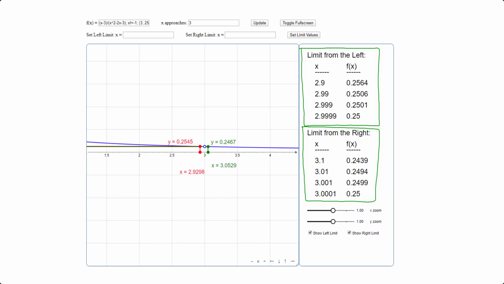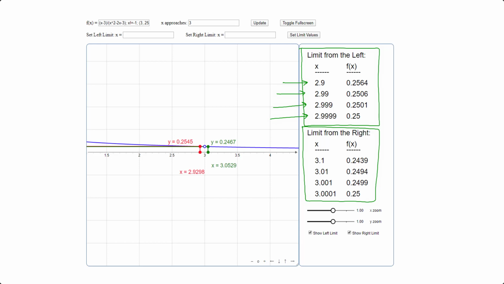So if you'll notice what I've done, for the limit from the left, I've looked at values that were less than 3, but getting increasingly closer to 3. So 2.9 is pretty close to 3, but 2.99 is even closer. And then I evaluate the function at that point, and I observe what's happening. At 2.9, the value is 0.2564. At 2.99, it's 0.2506. If I get even closer, and these are actually getting exponentially closer, I eventually settle on getting pretty much right on that value.